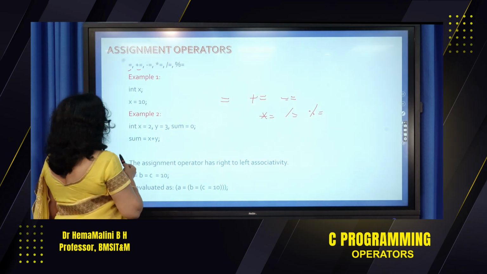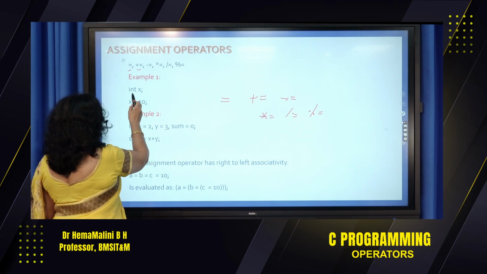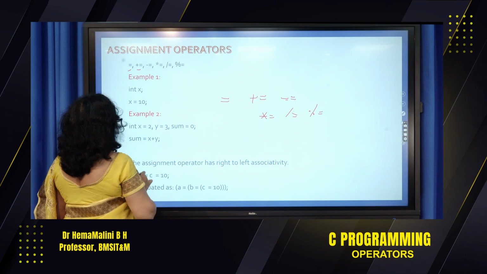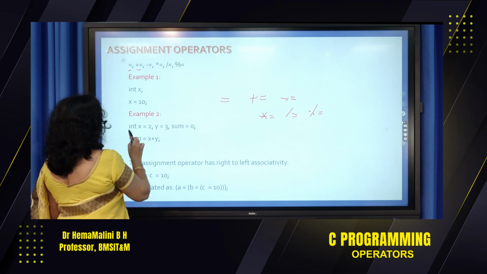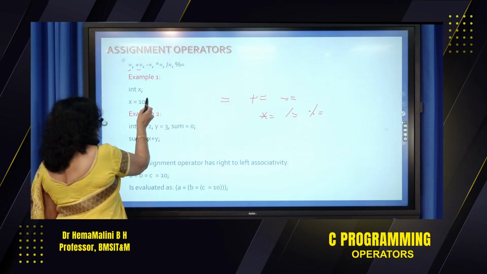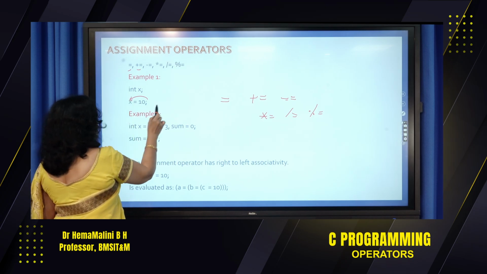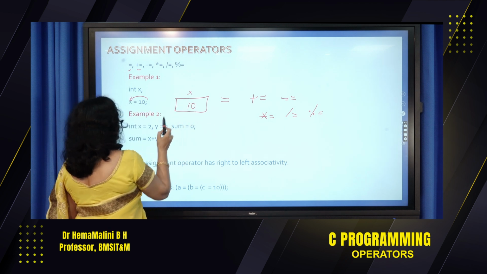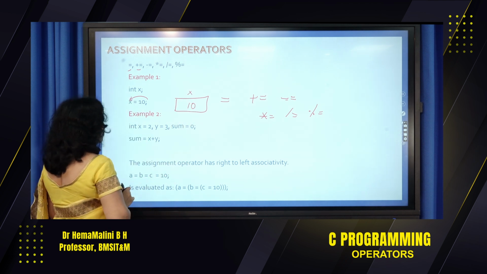Now we will see one example, integer x. So I have declared a variable of type integer, x equals 10. So the assignment is always from right to left. The value 10 is stored in x. This is what it means.